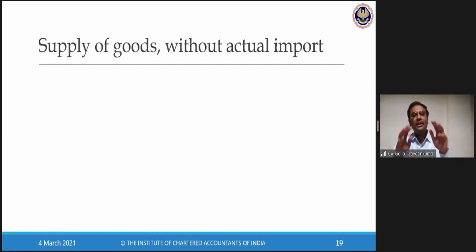Now, supply of goods without actual import. This is one example where I would draw your attention. You, as a practicing chartered accountant, are going to come into this particular scenario where the client comes to your office and says, Praveen, please explain to me how do I deal with this transaction? Income tax, GST, I don't want any litigation. I don't want to have any tax exposure.